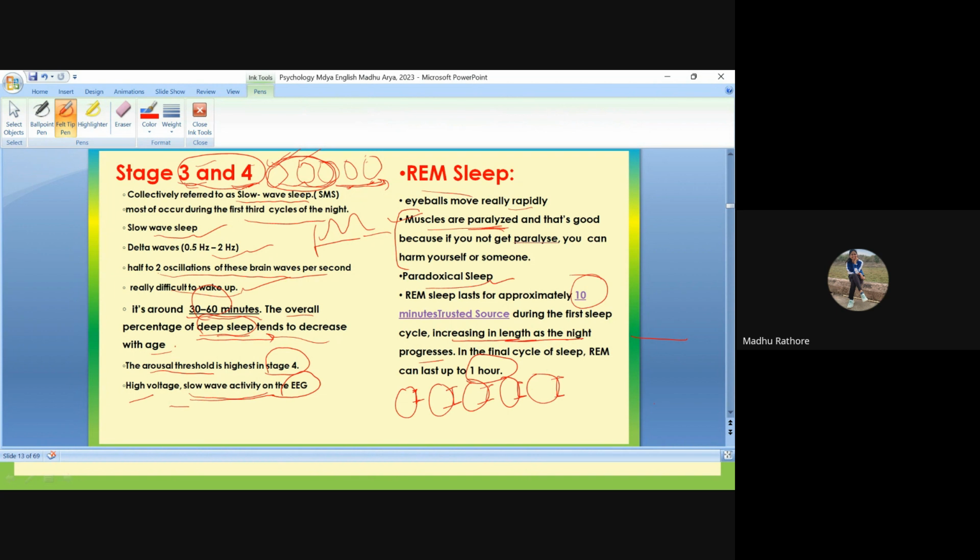Is everyone understanding, or should we repeat again? Just do a quick summary of both of them, ma'am. Stage 3 and 4.